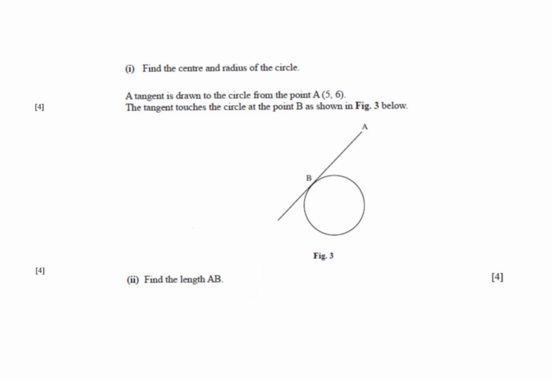Right, so we're going to look at the rest of this question. Second part, it says, a tangent is drawn to the circle from the point A, which is 5, 6. The tangent touches the circle at B as shown in figure 3 below. Find the length of AB. So let's just mark on what we know. Our A was the point 5, 6, and we're also going to mark on the centre. The centre of this circle, and there's a radius there as well, and the radius meets the tangent at right angles, remember. And the centre, sorry, was 1, minus 2. Okay, we'll call that C for centre.